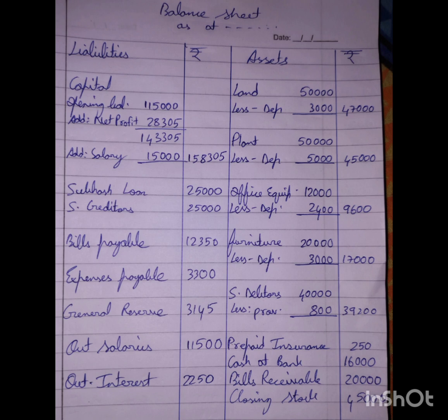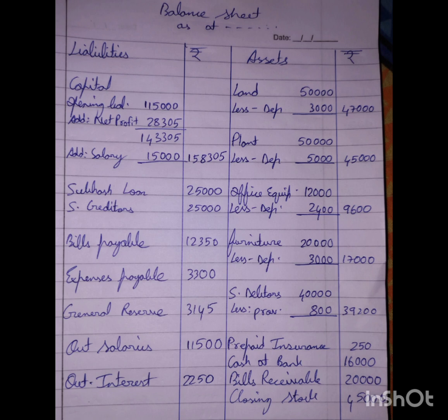After adding net profit, we are also adding the proprietor's salary, as it is an expense which the business owes to the proprietor. So salary payable to the proprietor is also added to the capital amount, and the final amount is shown outside in the outer column. After that, the remaining entries such as bills payable, expenses payable, and all remaining liability entries like sundry creditors will be shown on the liability side.